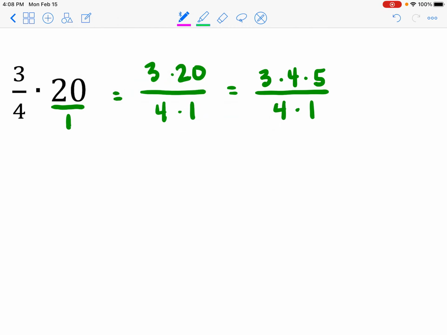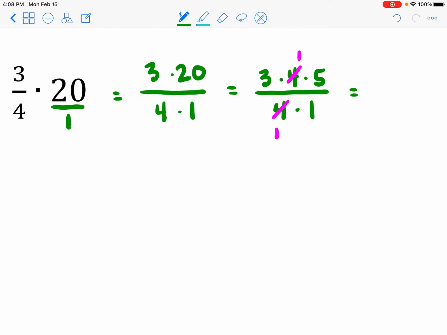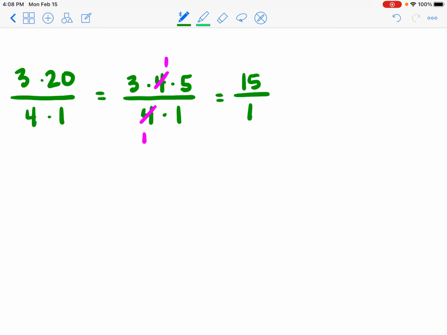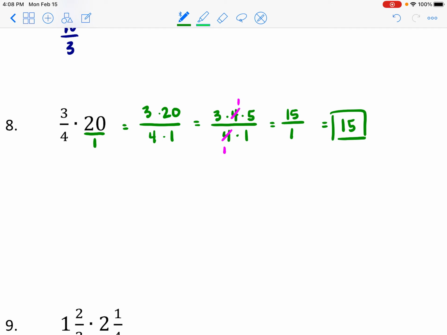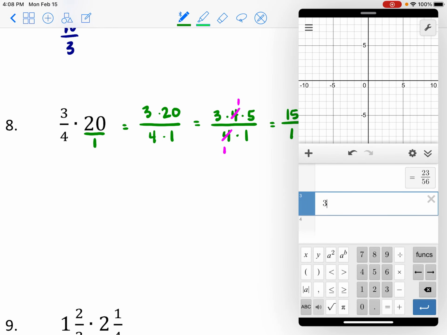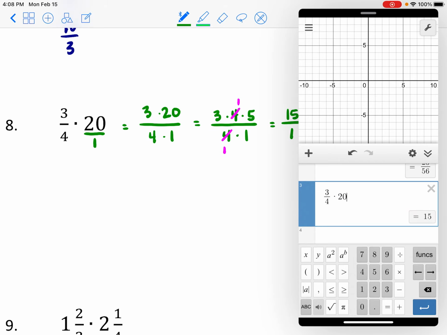Well, now I can reduce. 4 divided by 4 is going to be 1. And so what's left in the top of my fraction is 3 times 1 times 5, which is 15. And in the bottom, 1 times 1, which is 1. Now, 15 over 1 wouldn't be incorrect, but because 15 divided by 1 is exactly 15, that would be a better way to write that answer. Okay? And again, this can be confirmed with the calculator. We want to do 3 over 4 and multiply it by 20, and there it is, 15 as our answer.